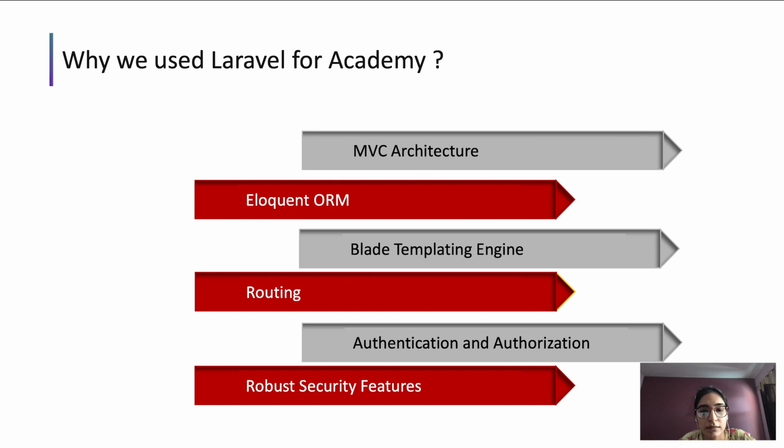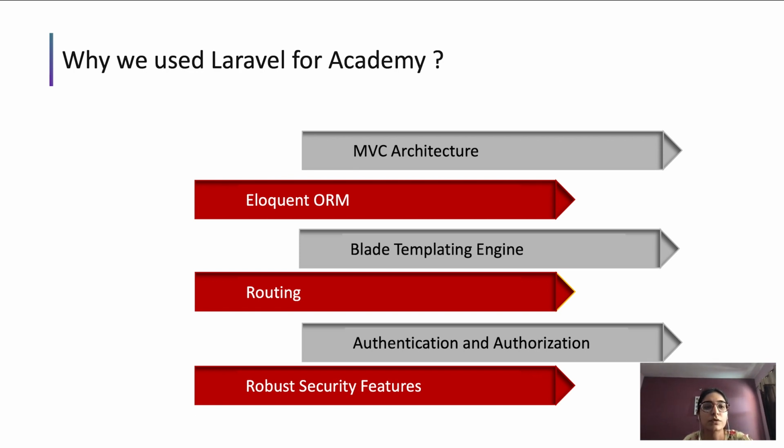Next is routing. The routing system allows you to define custom URLs and routes for your application, making it easier to create a user-friendly interface for learners. Next is authentication and authorization. Laravel also provides built-in authentication and authorization features, which make it easy to add user registration, login, and permission management for the application. Last but not least is robust security features. Laravel includes many built-in security features, that is encryption, CSRF protection, and password hashing. These help the application to be secure and protect users' data.